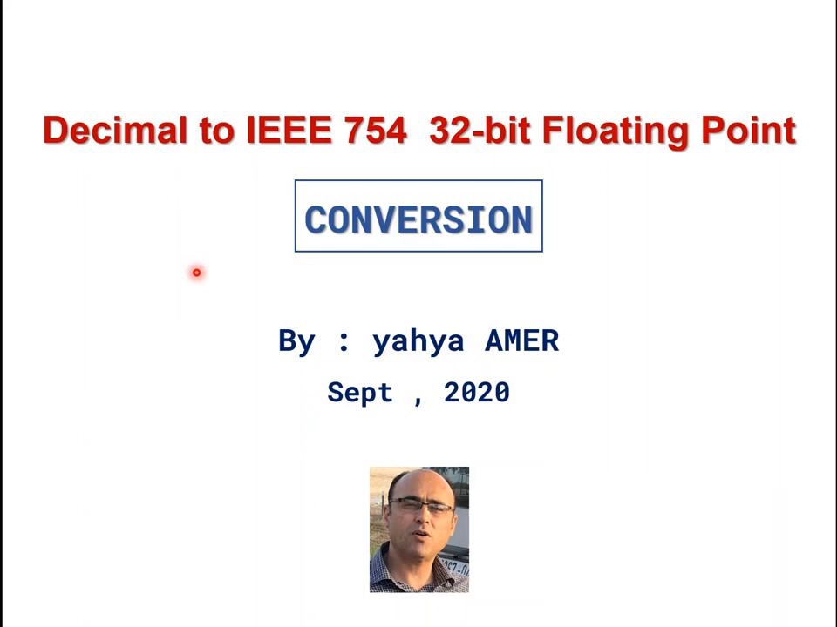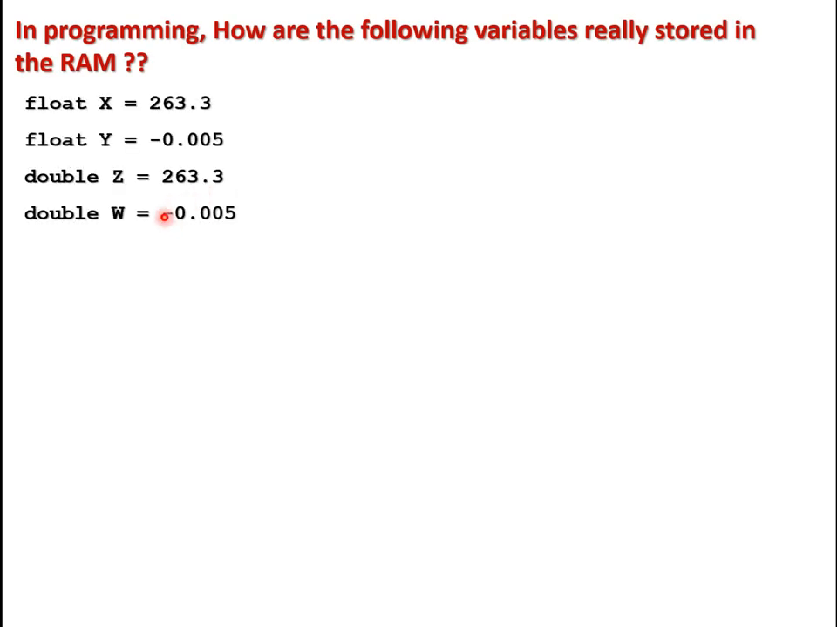Okay, everyone. Today we're going to talk about the conversion from a decimal floating number into a 32-bit floating point number, which has the IEEE 754 format. And this is the format that will be stored in memory, as we shall see. Okay, let's begin. Before we start, we will talk about two major things. We will see them in part one and part two.